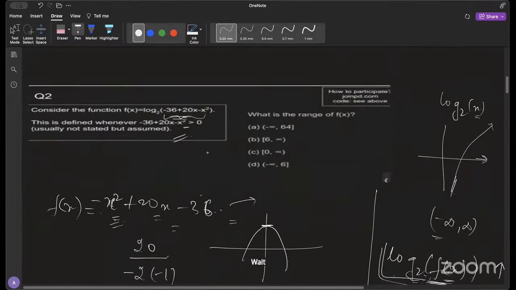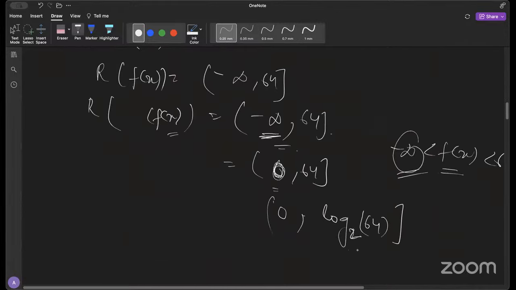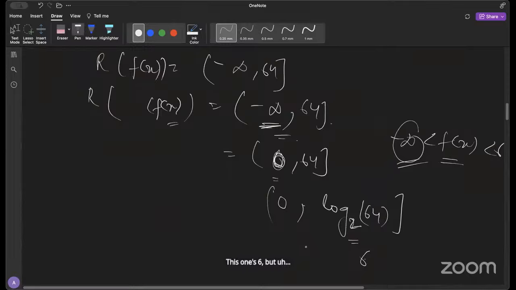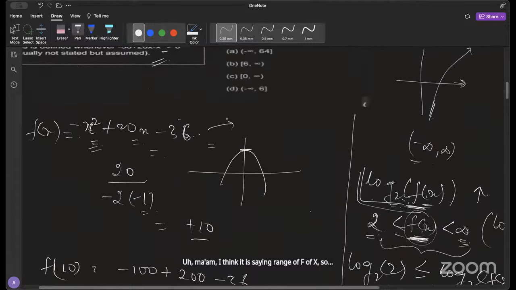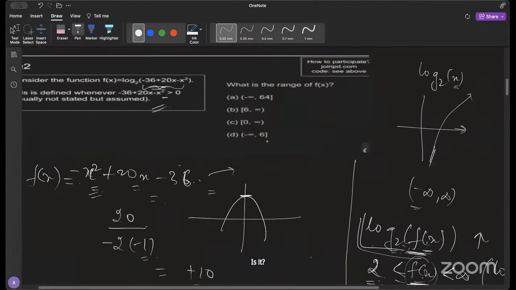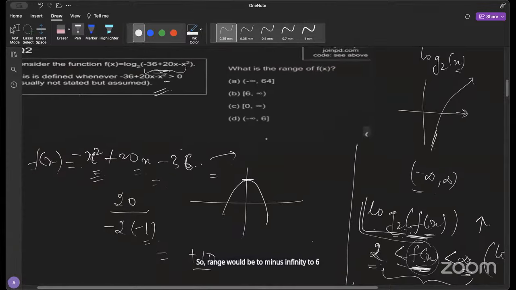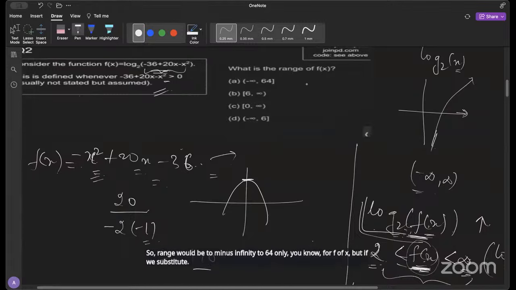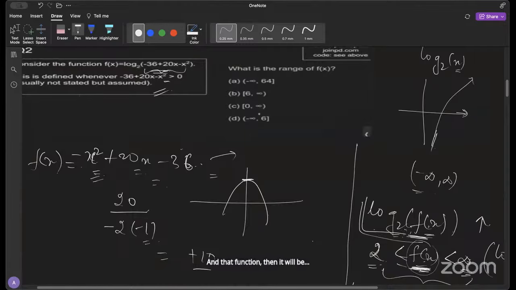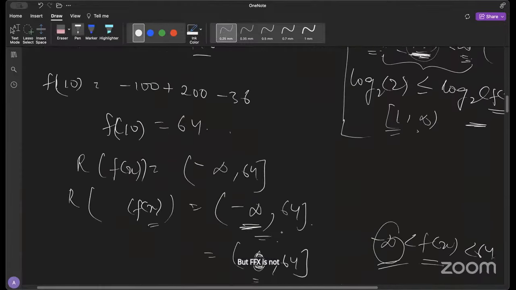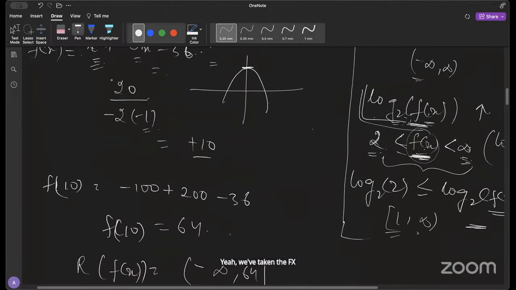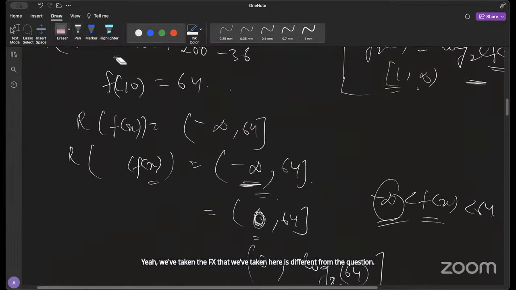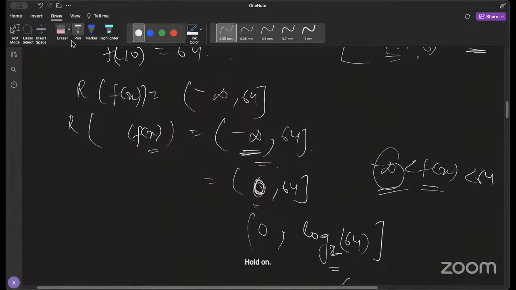Wait. This one's 6, but, ma'am, I think it is saying range of f(x). So is it? So the range would be minus infinity to 64 only, no, for f(x). But if we substitute in that function, then it will be... But f(x) is only log with base 2. Hold on. Yeah, the f(x) that we've taken here is different from the question. So hold on.